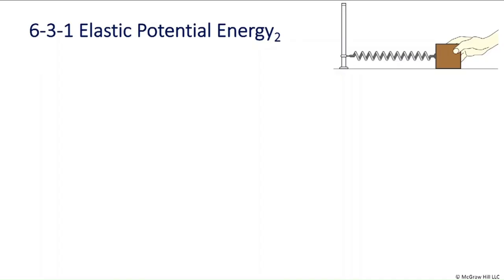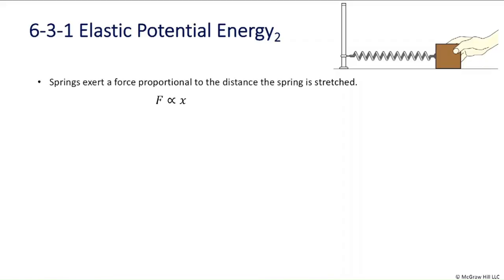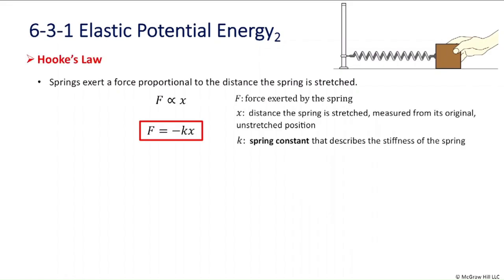Here, the force exerted on the spring is proportional to the stretch distance. F is proportional to stretch distance x. So we can write the equation for this force as F equals minus kx. And k is the proportionality constant, or in this case we call it the spring constant, and it depends on the stiffness of the spring.